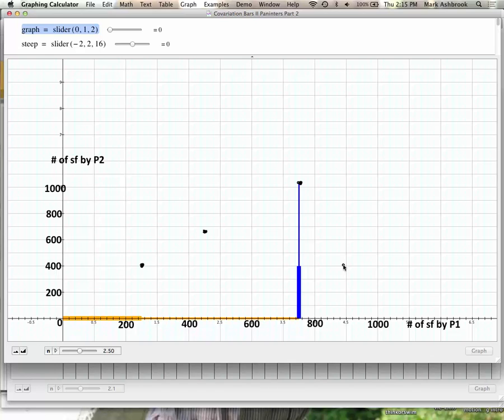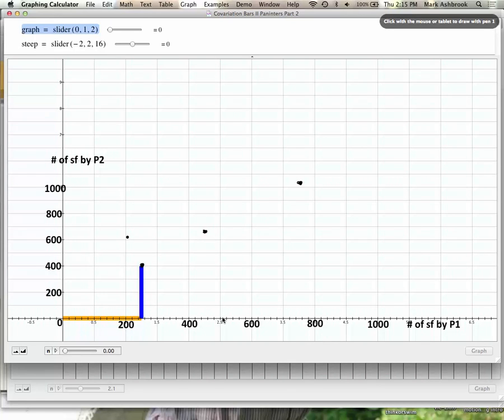Okay, is it fair? All right, so let's go back to that first one, and now I want to increase the amount that Painter 1 paints by 50, right there. So how can I represent that on the graph? An increase of Painter 1 of 50.